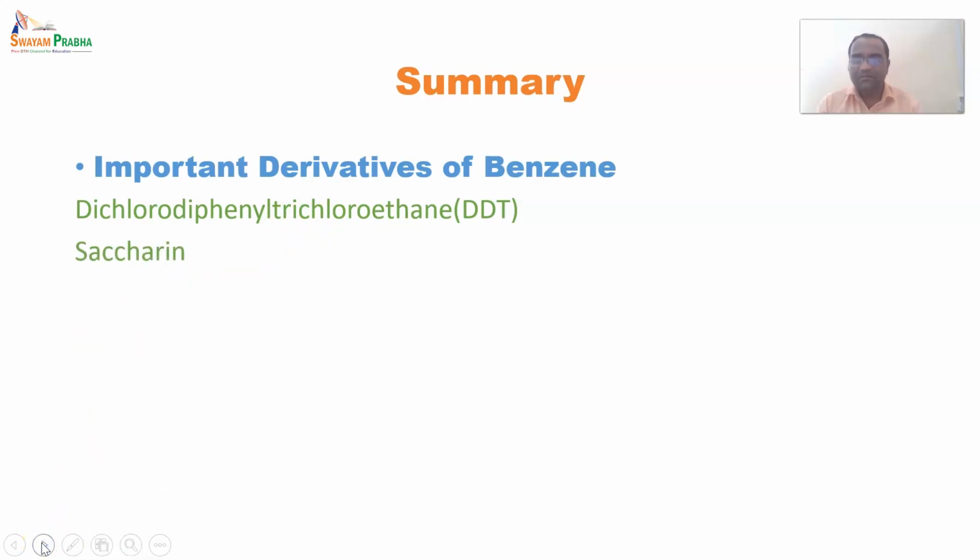Secondly, we have seen another very important compound, saccharin. It is sweeter than sugar, and it is free of calories. After that, we have seen BHC, that is benzene hexachloride, and we have seen the structure and again the uses of this benzene hexachloride. And after that, we have seen chloramine T, which is also utilized for labeling of isotopes. So these are the four derivatives we have seen.